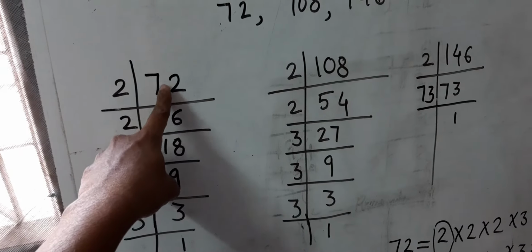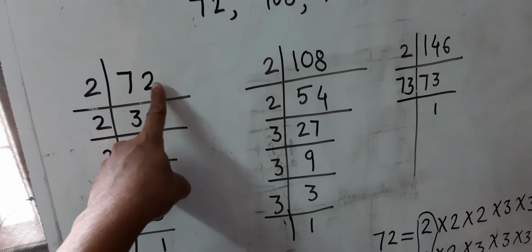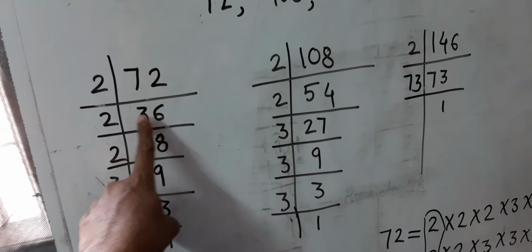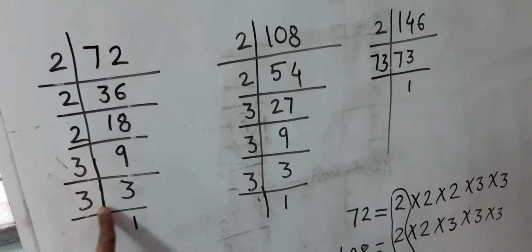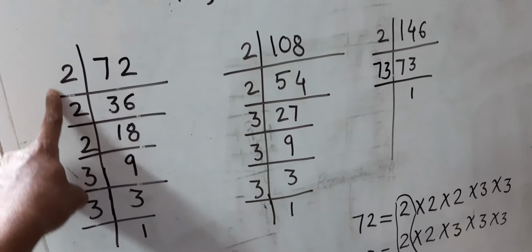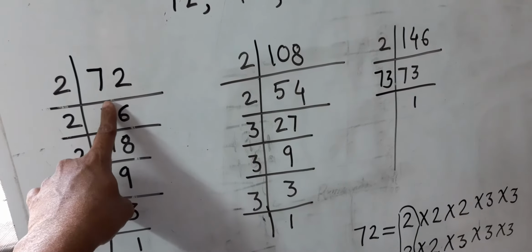2 3s are 6, 1 left over, 2 6s are 12, 36. Again divide by 2, 2 1s are 2, 1 left, 2 8s are 16. Again by 2, 2 9s are 18. This 9 will be divisible by 3, 3 3s are 9 and 3 1s are 3. So these are all the prime factors of 72.